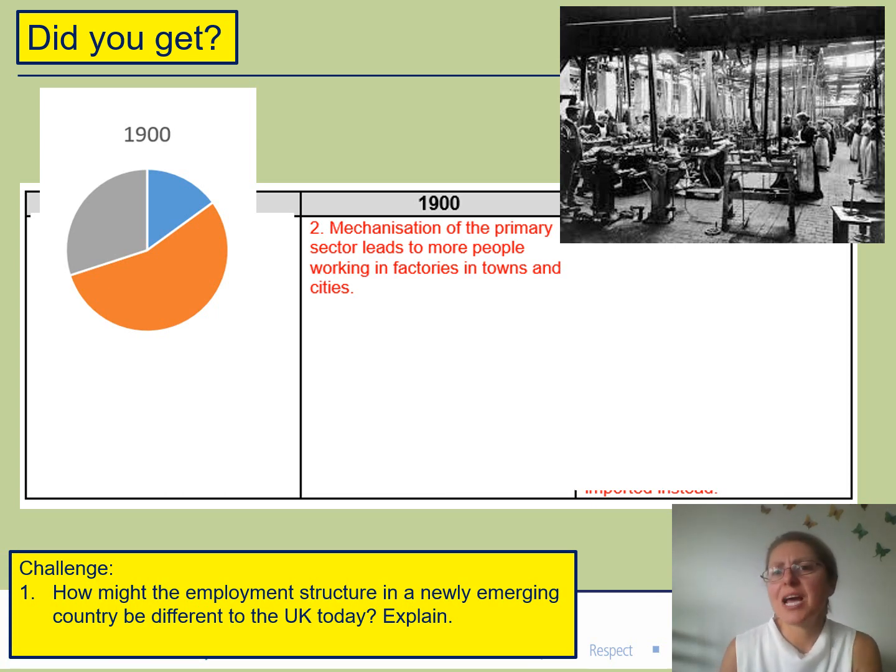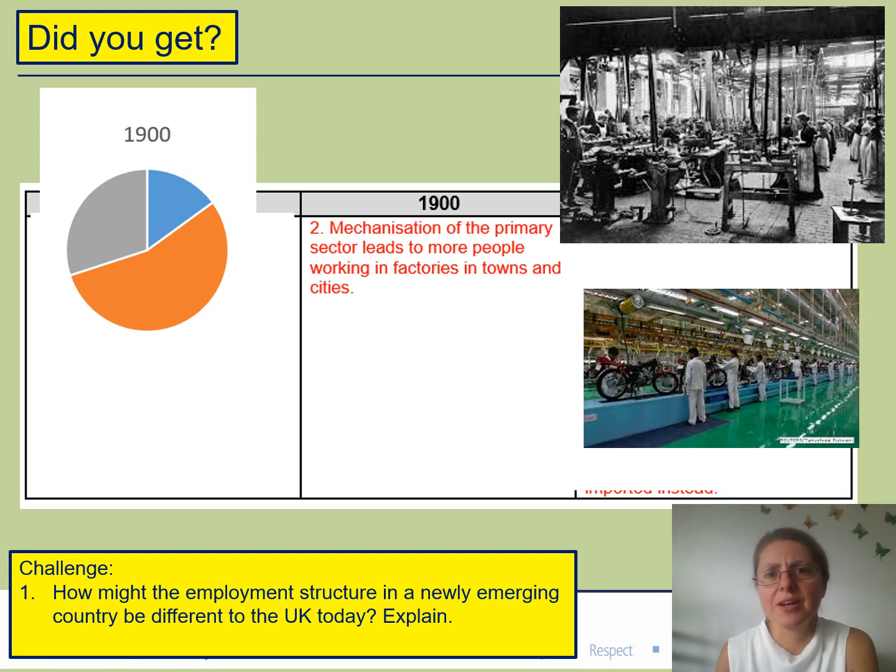Now, to answer the challenge question, we can see that today in newly emerging countries such as India and China, they have a similar employment structure. Many people are employed in the secondary industry. So that's similar to the UK in the year 1900.